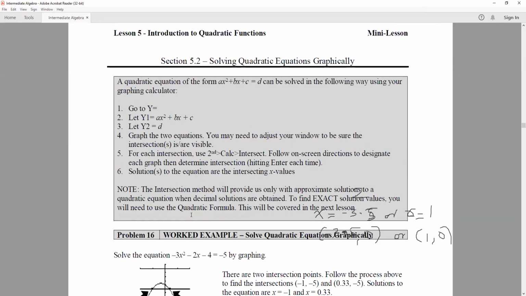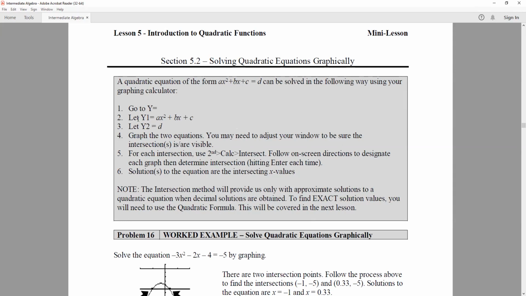Now let's keep going to 5.2. Here we want to look at how to solve quadratic equations graphically. We just talked about it, right? We did the same thing, solving quadratic equations, but we were looking at finding the real number solutions and also finding the horizontal intercept. Now we really want to talk about solving quadratic equations. So let's forget about the horizontal intercept for now. Here you have the steps to do that.